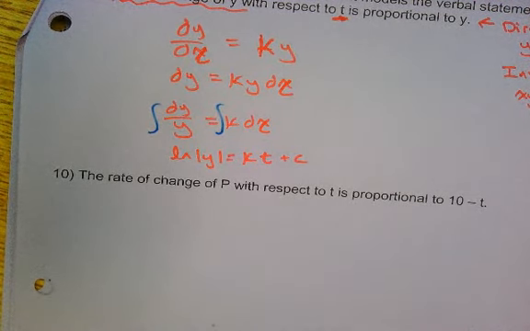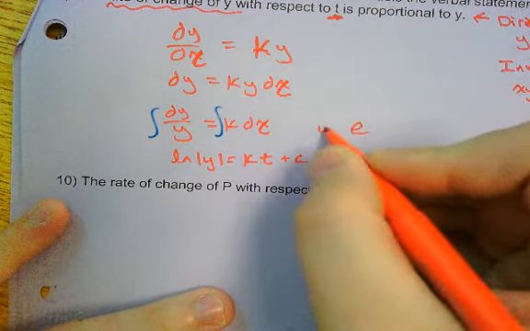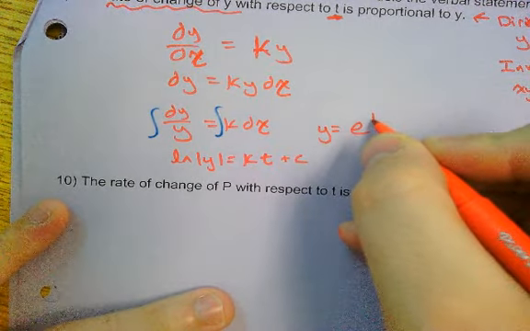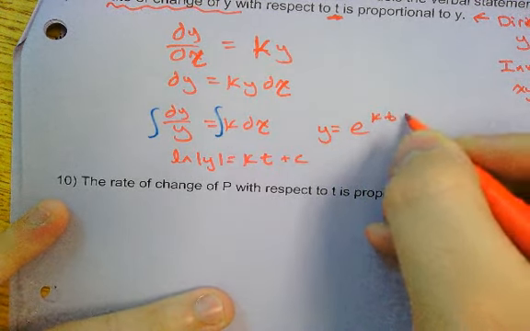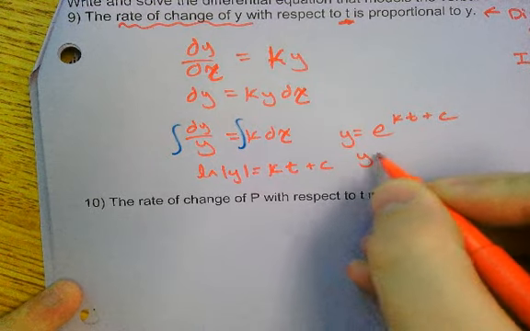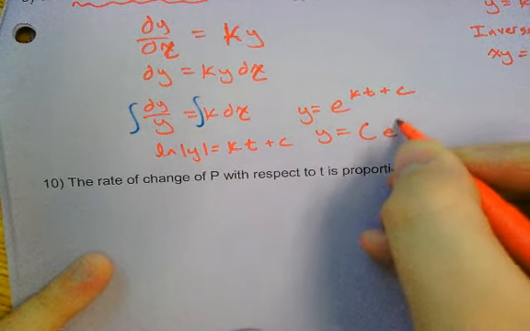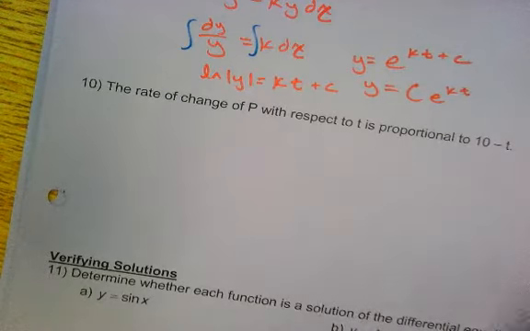Okay, so I get y by itself. E it, so we're going to get y equals e to the kt plus C. So in this problem right here, since we have the two variables, I'm just going to leave the C like that, because I already have a k in the problem. Just leave it.